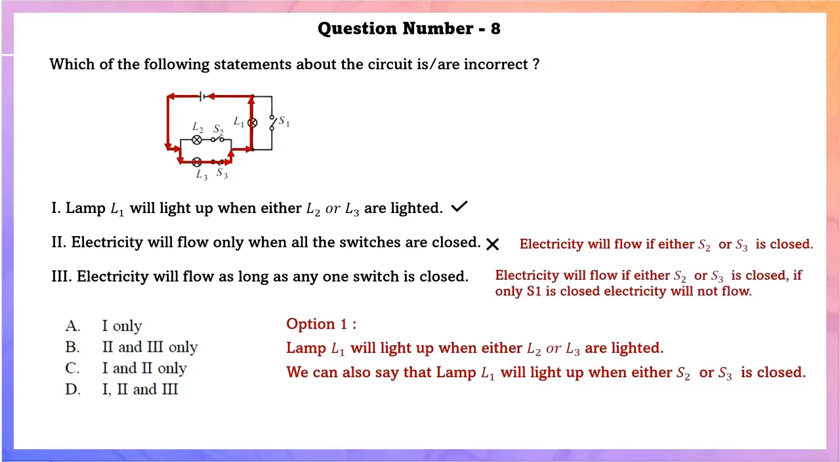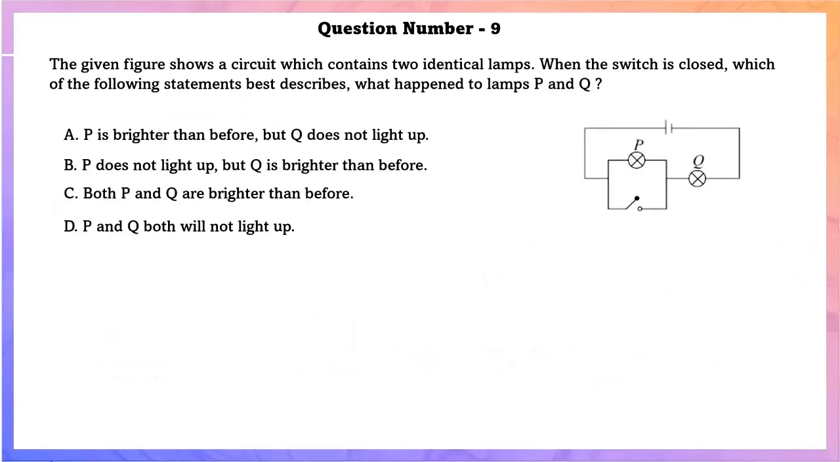Third one, electricity will flow as long as any one of the switches is closed. Electricity will flow if either S2 or S3 is closed. If only S1 is closed, electricity will not flow. So this option is also wrong. They have asked the incorrect option, which is B.